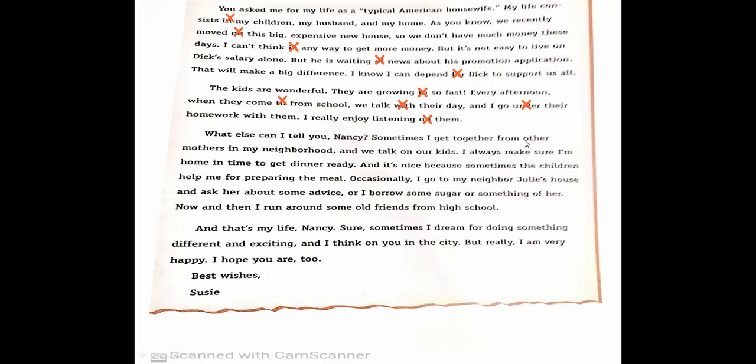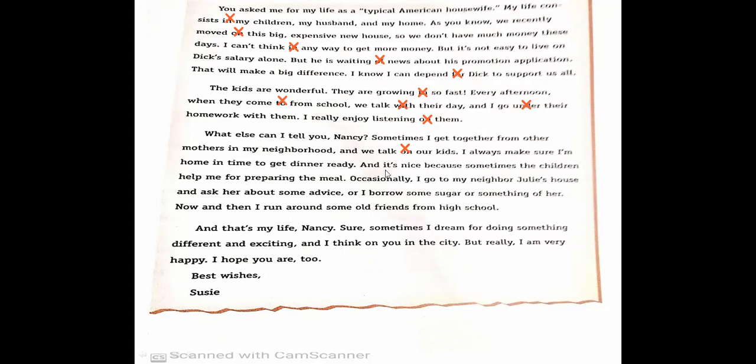Sir, I didn't understand this. You don't understand this? You have a mistake in the particle or preposition with the verbs, okay? What should I replace it with? So you want to find the mistake or the error, then we write the correct answer or the correct particle. Okay, it says here, and we talk on our kids. Can I say talk on or talk what? Talk about. Yes, talk about, okay? Complete. I always make sure I am home in time to get dinner ready.